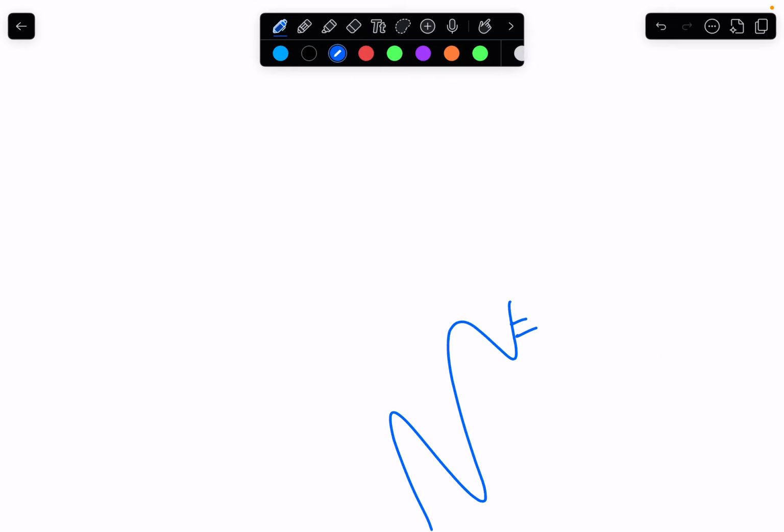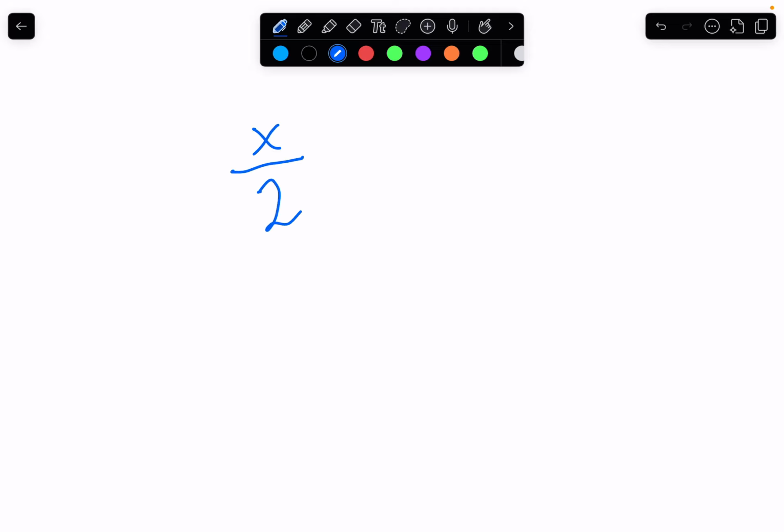I know it's hard coming back after break. All right. So let's do instead now a division problem. So let's try x divided by 2 minus 3 equals 2.